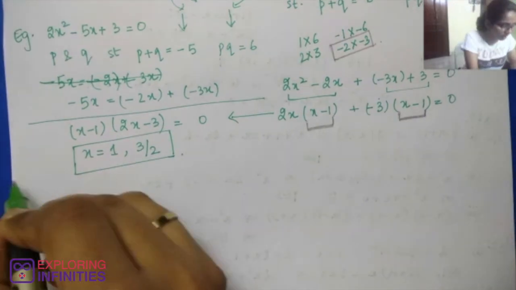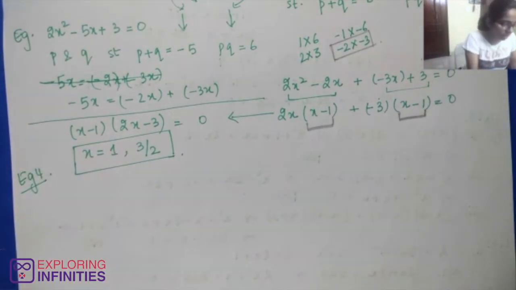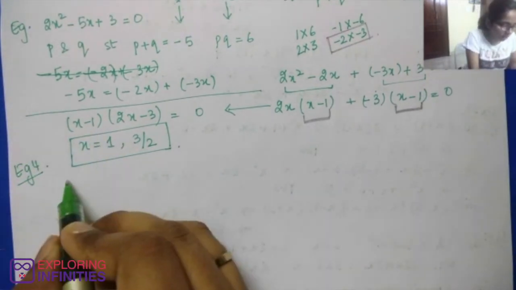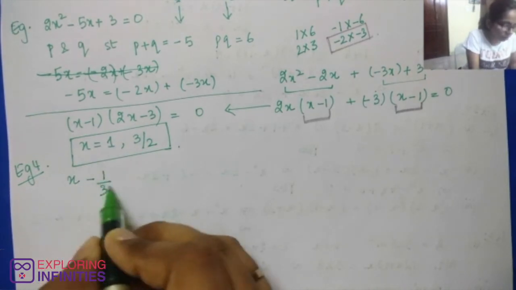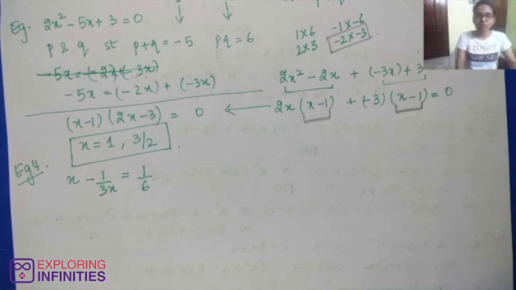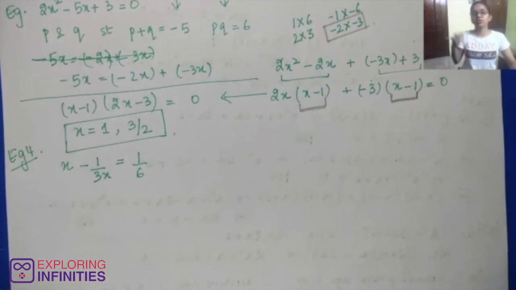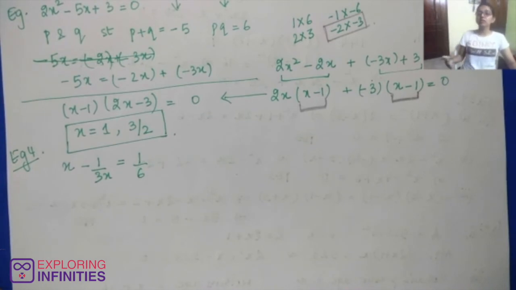So in the next example, this is example number 4 of your book. The question is (x minus 1)/(3x) equal to 1/6. So this is not exactly in our general form. First we'll convert it into general form so that it becomes easier for us to factorize and get the answer for our x, the roots of a quadratic equation.